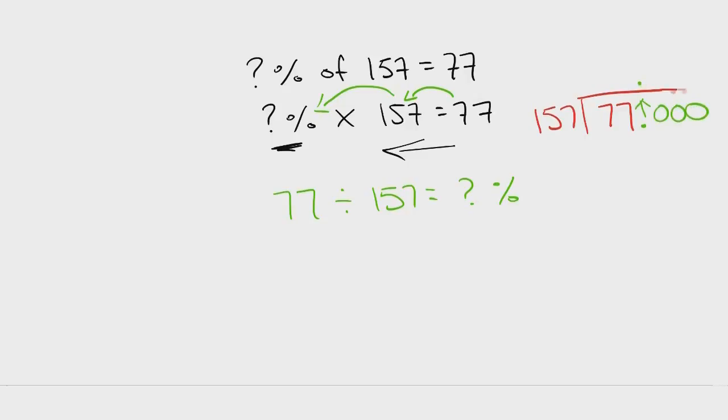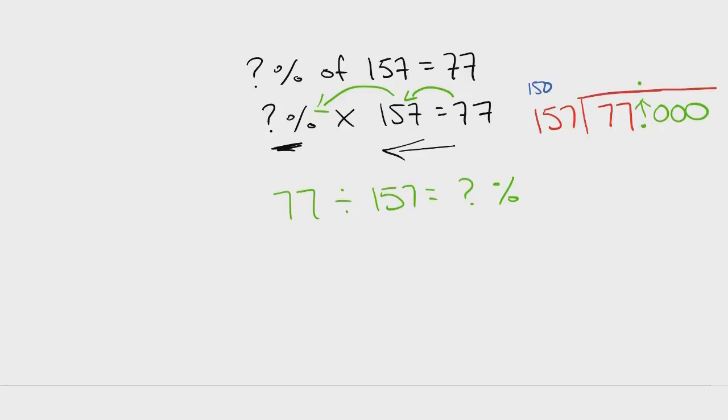I think 3 should be enough. And we have 157, and I'm going to estimate 157 to 150 to kind of help me guess what the answer is going to be. We'll start with the 150. How many times does 150 go into 770? Because 7 is too small, 77 is too small. It has to be 770.